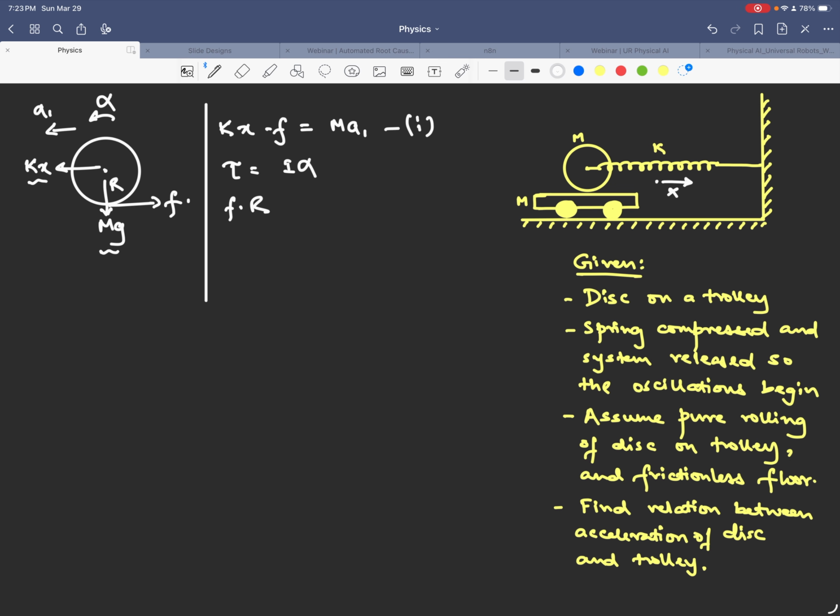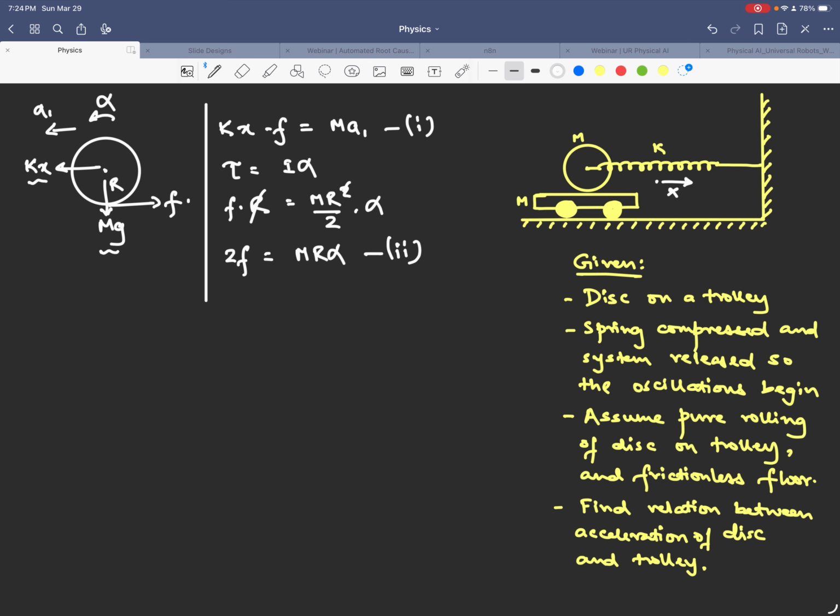So the only force which can give a torque is the friction force, that is given by the force multiplied by distance, which is F times R. And I'm going to say the I is mr squared by 2 times alpha, which means we can just cancel out the R, and it gives us 2 times F equals mr alpha. So that's another equation that we get.